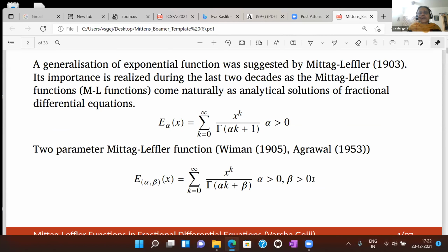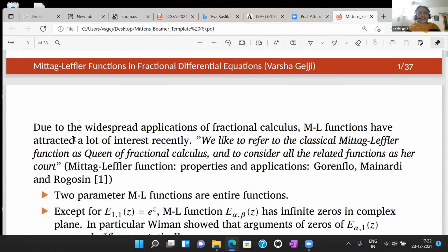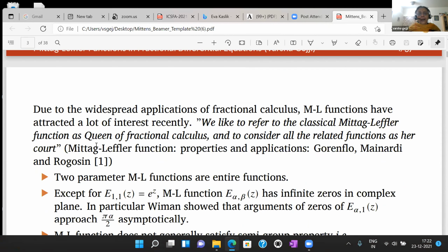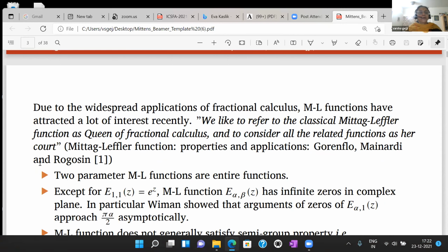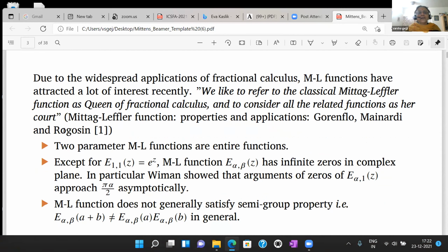And around 1990 onwards, its close relation with the solution of fractional differential equations became very apparent, and now it is in very widespread use. Mittag-Leffler functions have attracted a lot of interest, and in a book of Professor Mainardi, they say that we like to refer to the classical Mittag-Leffler function as the queen of fractional calculus, and consider all the related functions as her court. So these functions are now playing a very pivotal role in fractional differential equations.